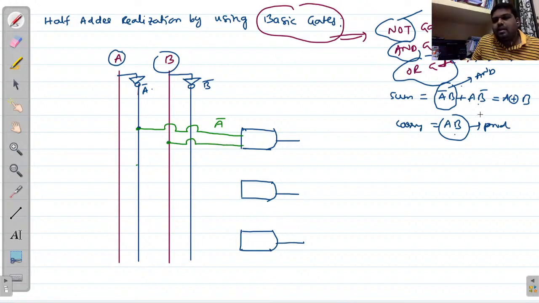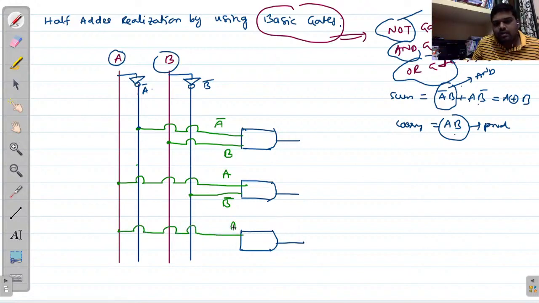And next A B bar. So next A into B bar. A is from this point, and B bar is this one, this is inverted. This is A and this is B bar, and this one is B. And the last one is AB, so direct inputs. This is A and this one is B.